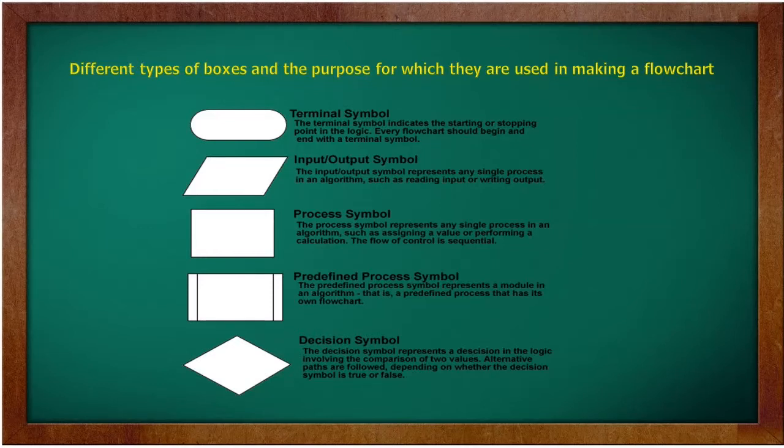This box is used to suggest the input of data or the output of information. Next box is the processing box. This box holds the instructions to do the processing act. Next one is the predefined process symbol or predefined process box. The predefined process symbol represents a module in an algorithm that is a predefined process that has its own flowchart.